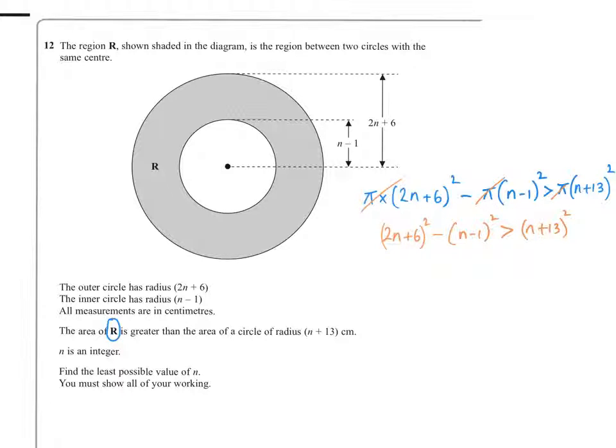So we can use the difference of two squares here, or we can just multiply everything out for this side. So I'm just deliberating what to do. I think I'll use difference of two squares, so I'll have 2n plus 6 plus n minus 1, lots of 2n plus 6 minus n minus 1, using a squared minus b squared is always a plus b times a minus b. If you really don't like that, then just multiply the whole of the left-hand side out correctly, and then don't worry about it.